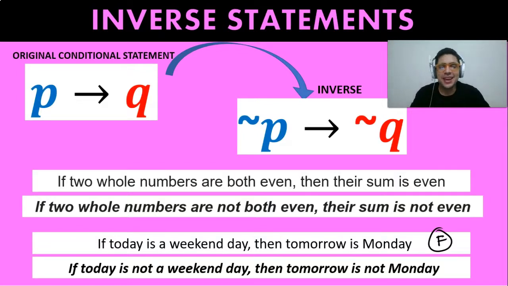Sorry, I skipped one. Now, if it's not a weekend day, which is one of these five, then tomorrow is not Monday. That's true, because the only way that the next day is Monday is if the day before is Sunday. So if today is not a weekend day, then tomorrow is not Monday. Since Sunday is a weekend day, that means this is actually true. If today is not a weekend day, then tomorrow is not Monday. That is correct.